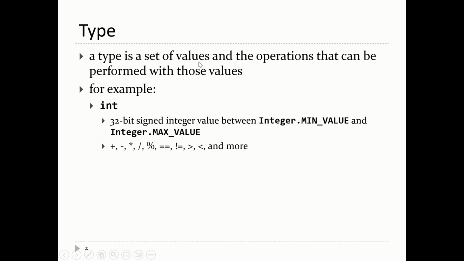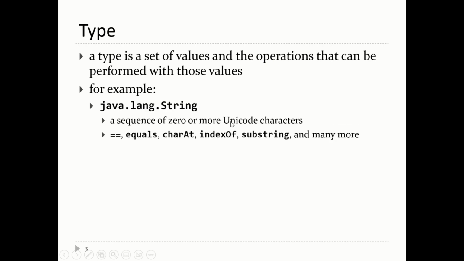A type is just a set of values and the operations that you can perform with those values. So int is a type. The set of values are the integer values between Integer.MIN_VALUE and Integer.MAX_VALUE. What can you do with them? You can do arithmetic and compare them. String is also a type. What are the set of values that you can have for a string? Well, any sequence of characters would be a string. What can you do with a string? You can do stuff like equals, charAt, indexOf, and so on and so forth.